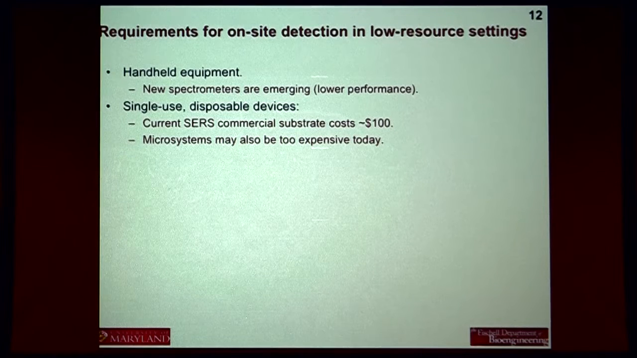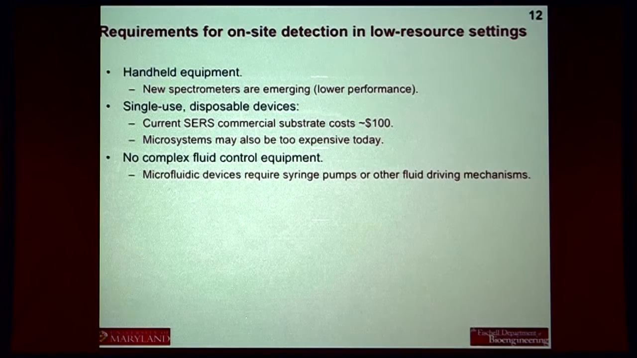There's a lot of people, of course, talking about microfluidics to get out there, I being one of them. But at least today, these microsystems are still too expensive for the types of applications we're talking about. We want that to change, but if we just focus on today, I don't think it's there yet. It's probably better than this, but it's not quite there yet.